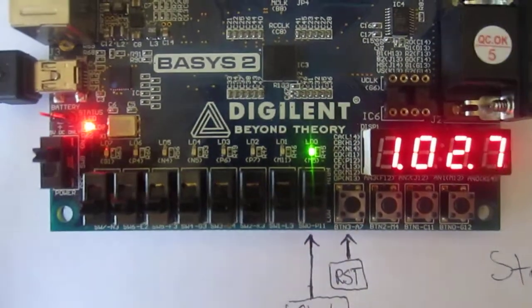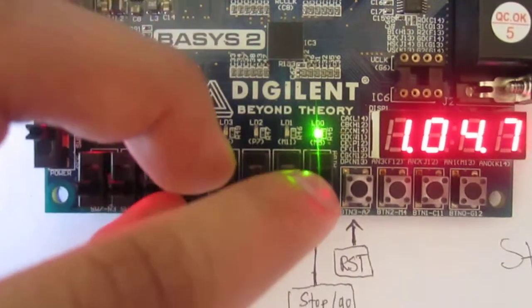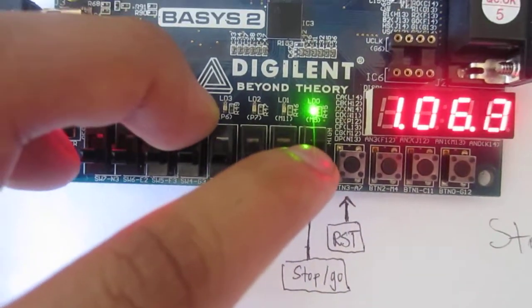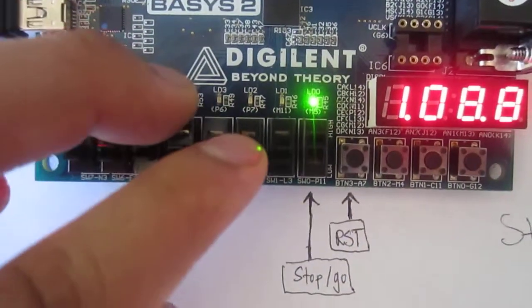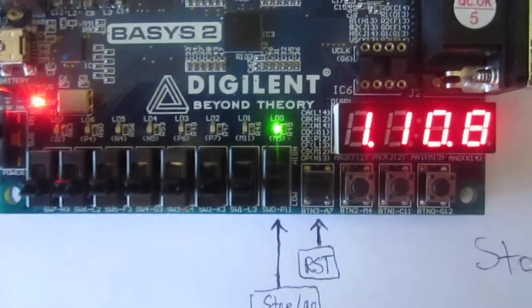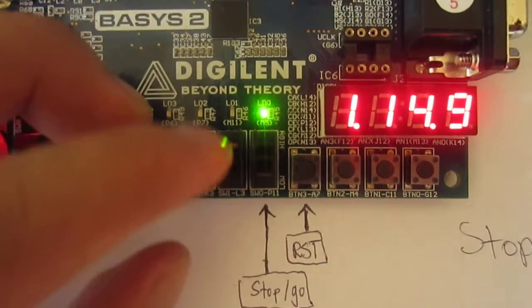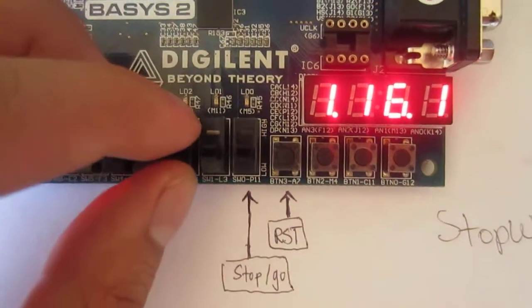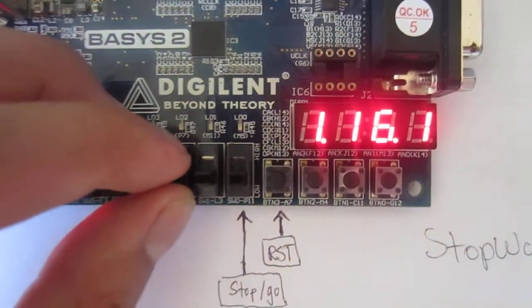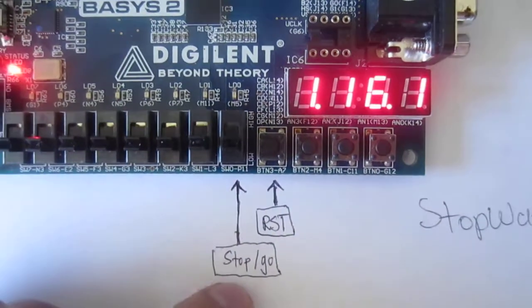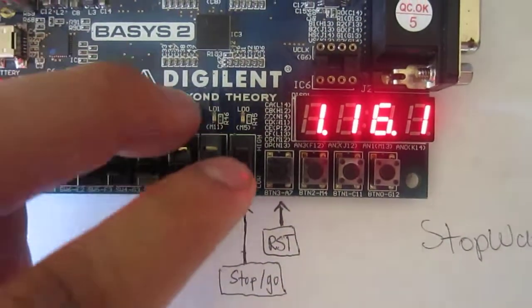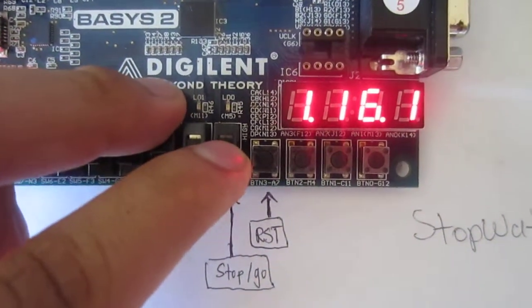So the way it works is this switch right here is what makes it stop and go. When the switch is pulled up with the LED on, that's an indicator to let you know that it's on go. And when you pull it down with the LED off, that's an indicator that it's on stop. So if I pull it back up, it'll just continue where it stopped.